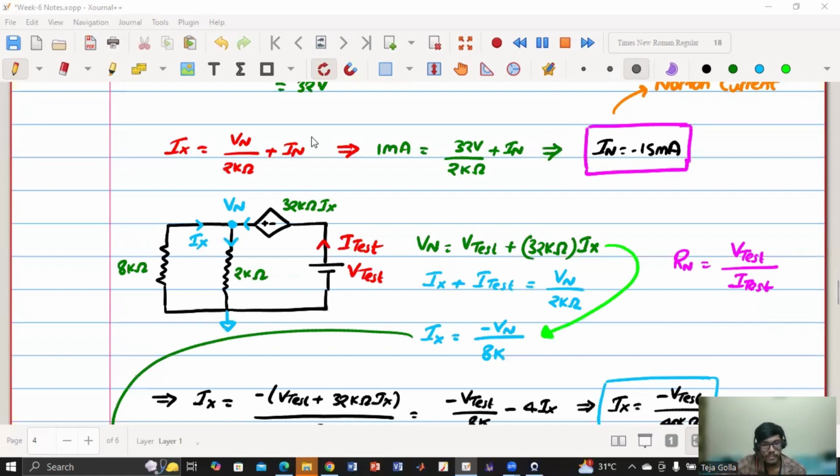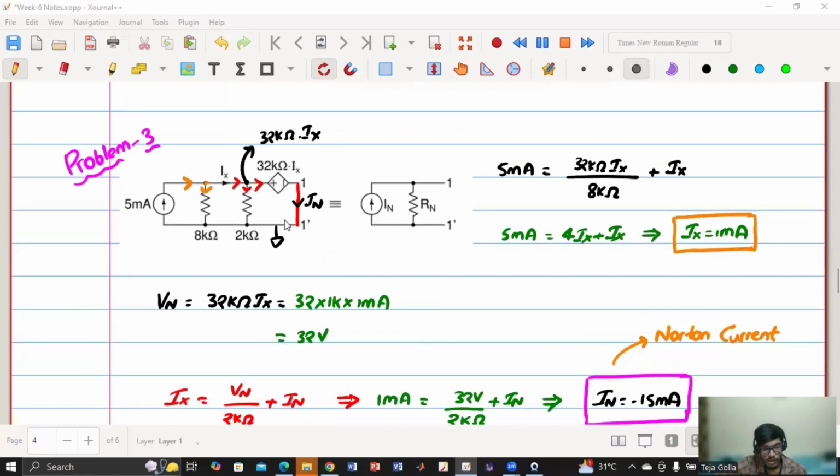Sir, how did you know the voltage 32 kilo ohm into Ix, sir? So if you come in this direction, it is 0 and there is plus 32K into Ix. So this is 32K into Ix, right? So if you apply KVL in this loop from this point to the top point, basically we went from here to here. Agree? It is just an increment in the voltage source, right?